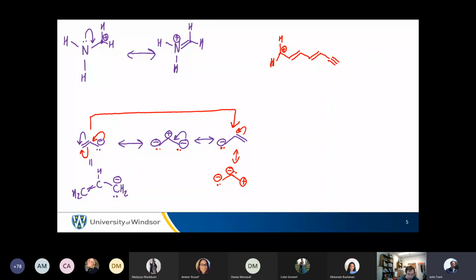Oh, what would the hybrid look like for the bottom left one? Its hybrid would look like an overall negative charge on the hybrid. We haven't actually seen an overall charge thing, but there would be an overall negative charge, it's minus one. A big minus over here and a big minus over here.